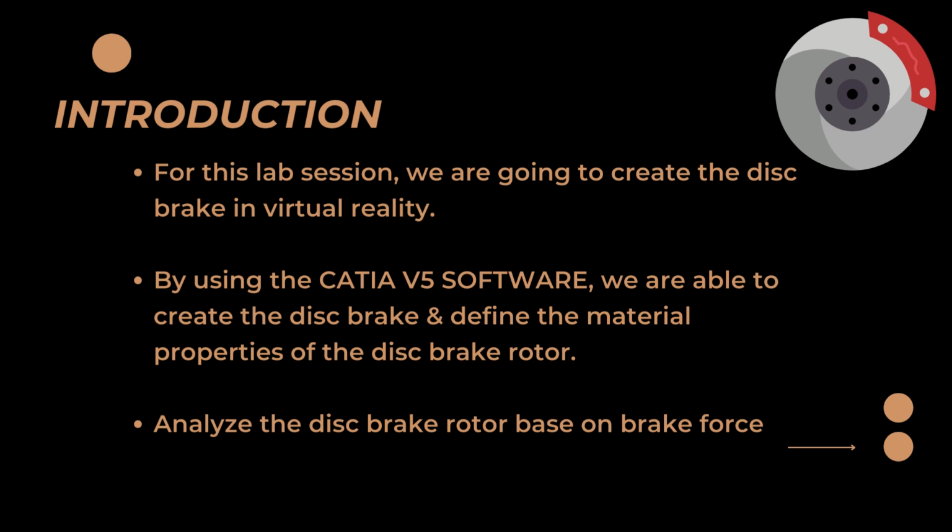We are going to use the CATIA V5 software because it will enable us to create the disc brake and define the material properties of the disc brake rotor. Lastly, we are able to analyze the disc brake rotor based on the brake force itself. So basically, in this lab session, we're going to use the CATIA V5 software and design a disc brake system. And by that, we are going to put force on it, and therefore we are going to analyze what is going to happen. That is all from me, and I will pass on to the next presenter.